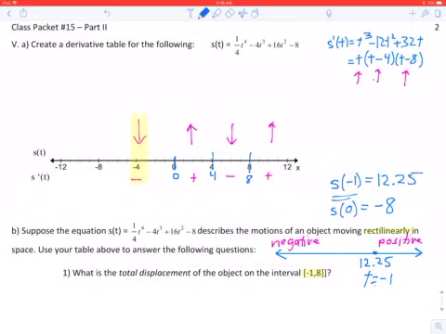How do we do that? We always do final minus initial. Final minus initial is going to be the displacement. So that comes out, so it's negative 8 minus 12.25 equals negative 20.25.